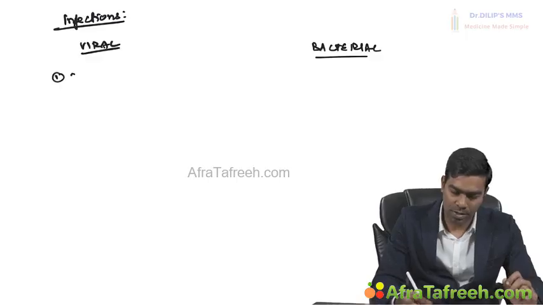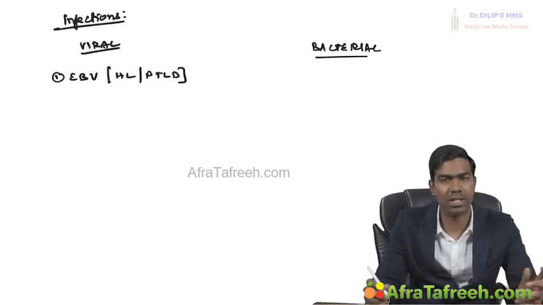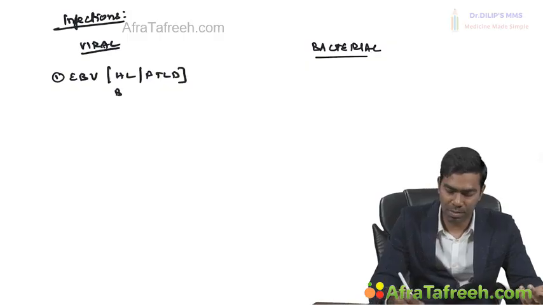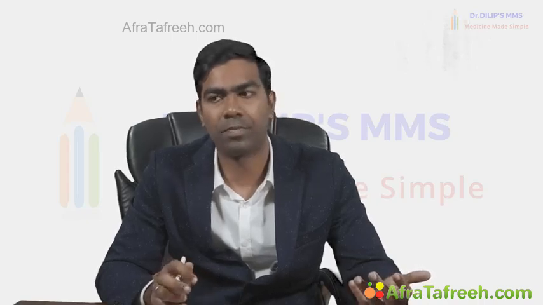So the first viral infection is obviously the Epstein-Barr virus. Epstein-Barr virus is associated with Hodgkin lymphoma. We have seen already Epstein-Barr virus infections associated with your post-transplant lymphoproliferative disorder. These are the B cell lymphomas that are associated with Epstein-Barr virus. Apart from that, EBV is associated with a lot of other lymphomas, like for example Burkitt's lymphoma, that is also typically EBV associated.